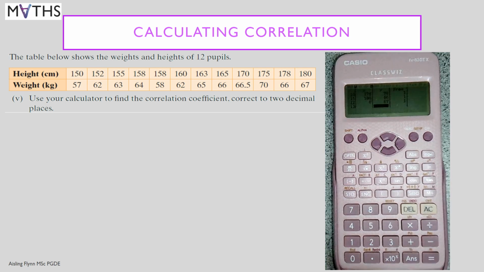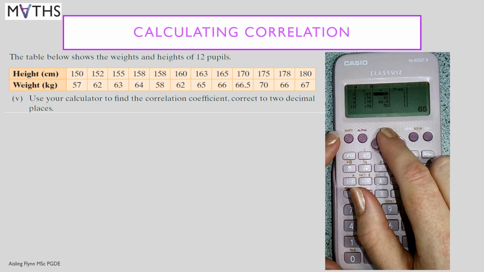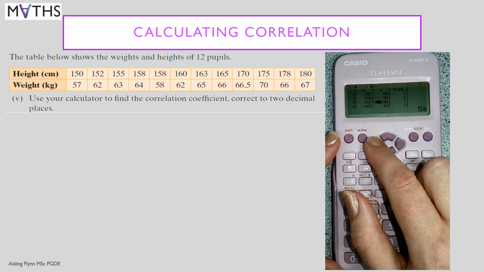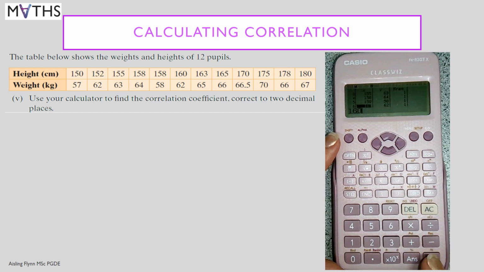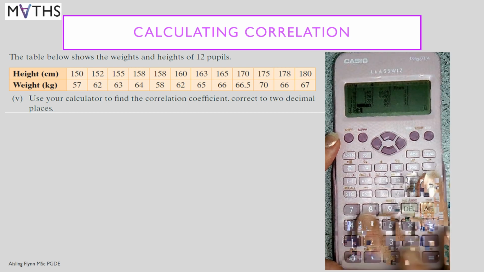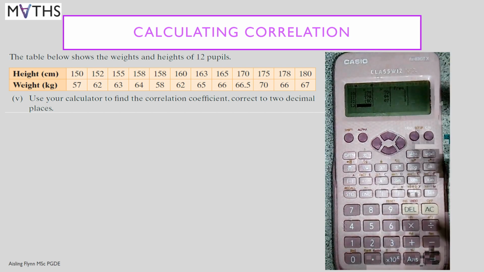Now, I made a mistake there, so I have to scroll back. I put one too many or one too little in one of the columns. Yes, I've done that twice now. There are two 158s, so I just have to redo the x's there. Now, in fact, there are 12 pieces of data, or 12 pairs. And you see that all the frequencies come up as 1, that's fine.